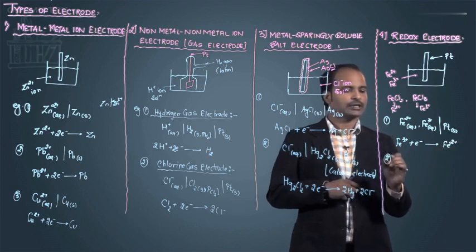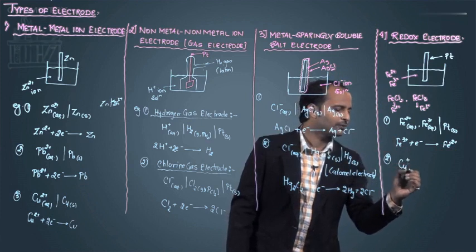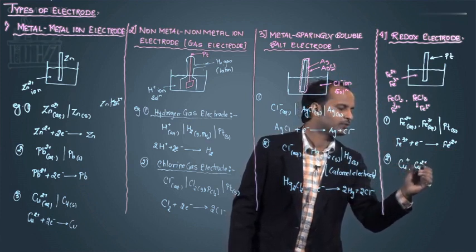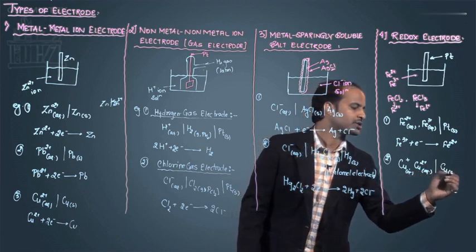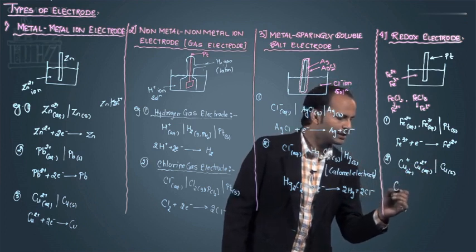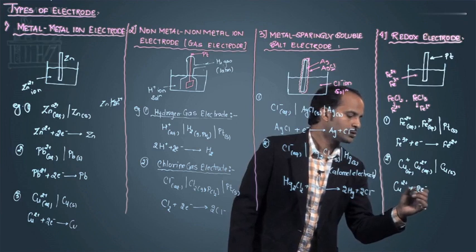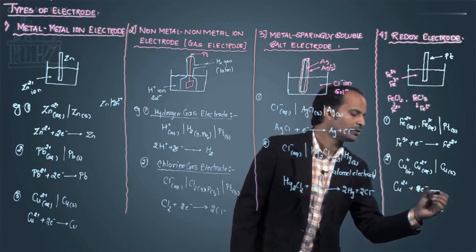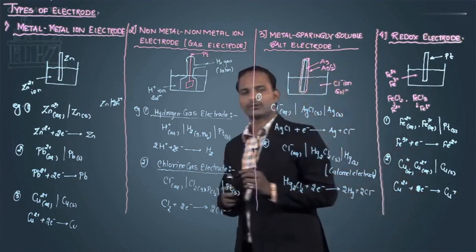Similarly, another example: a solution which contains the copper ion in a cuprous form as well as in a cupric form, that is Cu2 plus and Cu plus, aqueous, and copper in solid state. Here the reaction will be Cu2 plus plus 1 electron will give you Cu plus. So the reaction takes place between the two metal ions only.